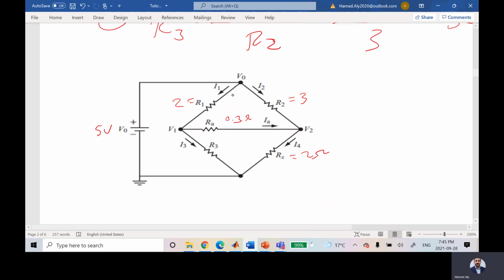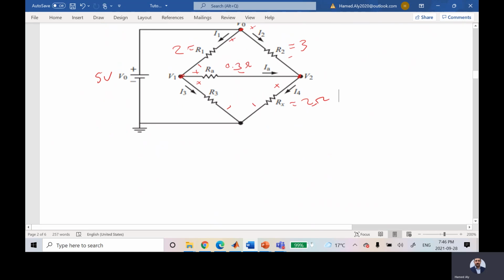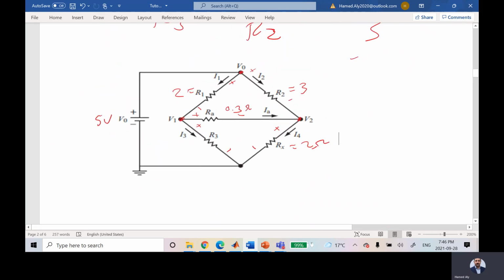So if this is the direction of the current, I'm expecting positive, negative, positive, negative. So I will say summation of the current for node 0 is equal to 0. Summation of the current for node 1 is equal to 0. Summation of the current for node 2 is equal to 0. So summation I is equal to 0 for node 1.